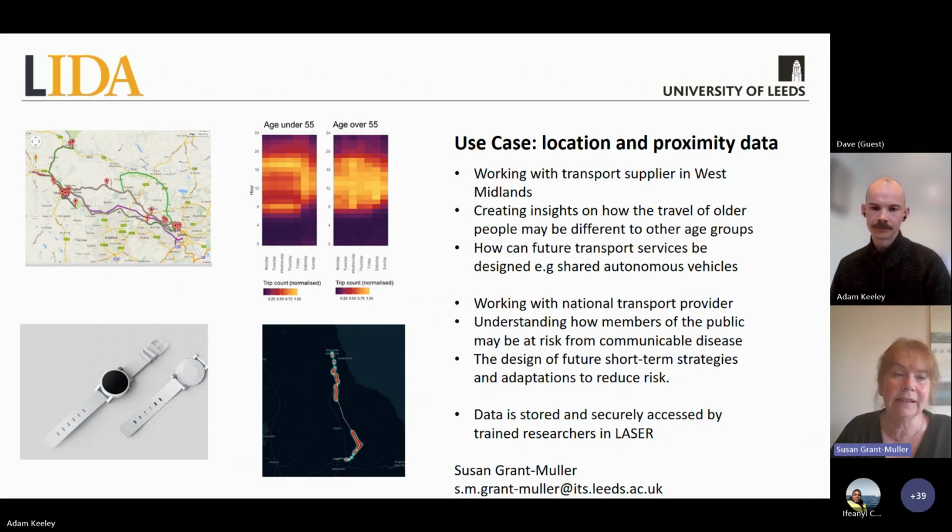So the two use cases are shown here. The first one, we're working with some fine-grained location data, which is around understanding some of the travel patterns and habits and needs of older people. So we're working with a transport supplier in the West Midlands. We're using sensor data that is collected through a software app, which has been downloaded by older people whose details are stored within the databases that the transport supplier has, and they've given permission for us to contact them.